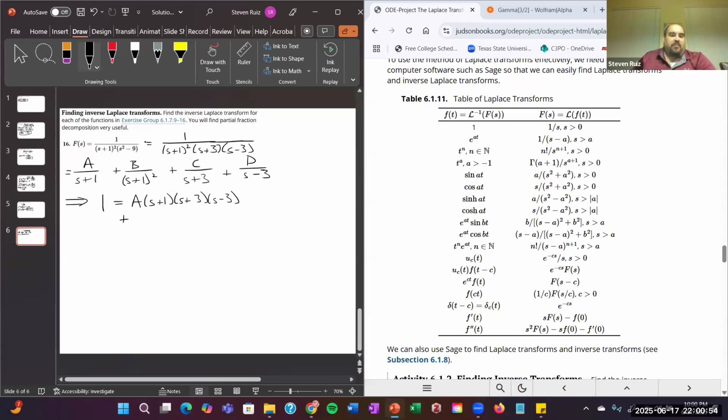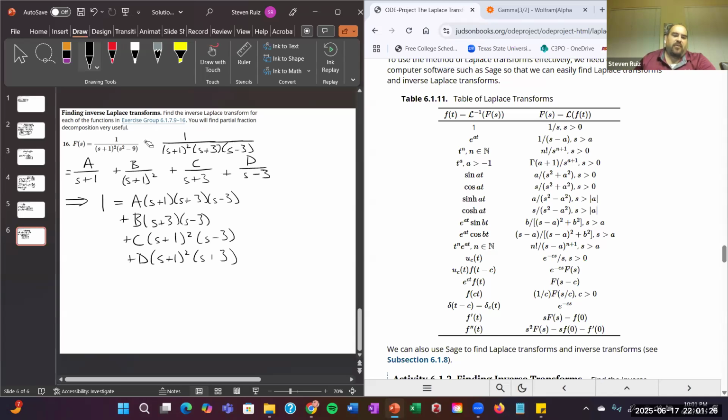I'm just going to stack them all up. Plus B times, the (s plus 1) squares are going to cancel, so I'll have (s plus 3)(s minus 3), plus C times (s plus 1) squared times (s minus 3), plus D times (s plus 1) squared (s plus 3).